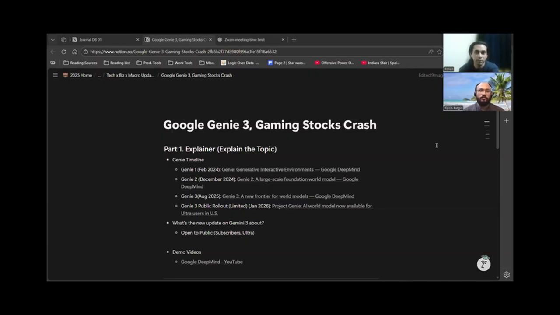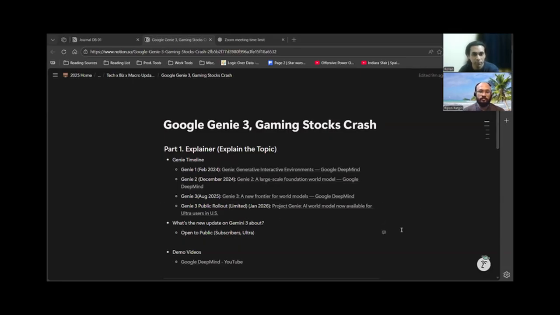Actually, they had launched Genie 3 back in August 2025, but this is the first time they have launched it for the public. By public, I mean the people who have the Ultra subscription, not just the Pro subscription. I think it is the topmost level of subscription, the Ultra tier. So only they have access to this. Briefly, I'll just go over the timeline for Genie.